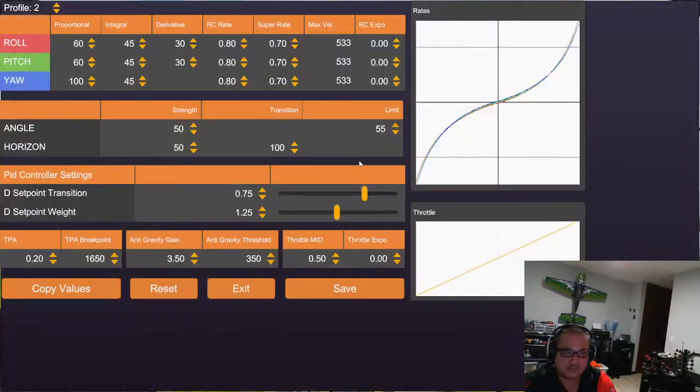All right, so I don't know if I've made my point clearly, but the sensitivity of the very beginning of your sticks is really what affects how fast you can hold your flight, based on your skill level. Okay. The max velocity here.